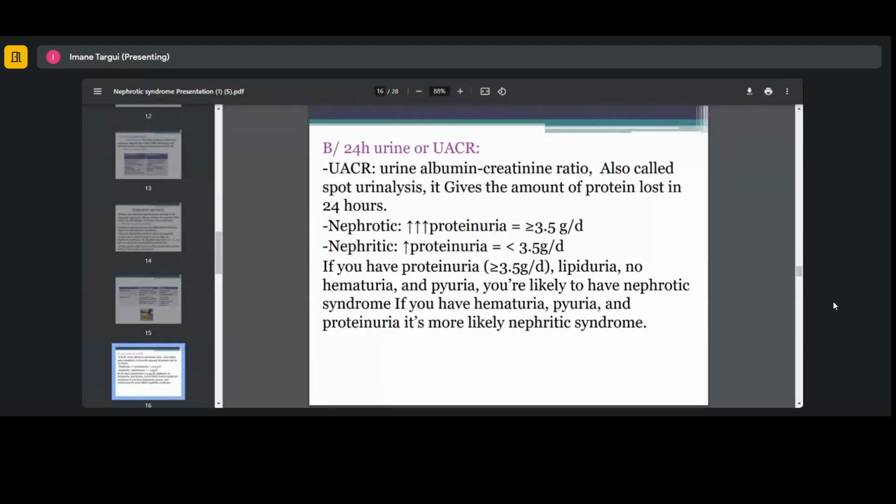And if we have proteinuria equal or more than 3.5 grams per day, lipiduria, no hematuria and pyuria, you're likely to have nephrotic syndrome. If you have hematuria, pyuria and proteinuria, it's more likely nephritic syndrome.